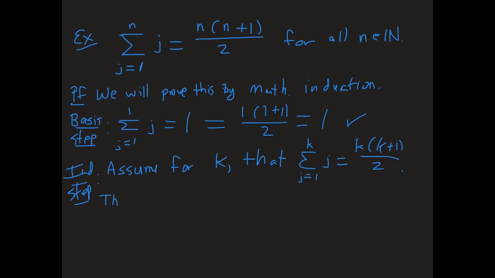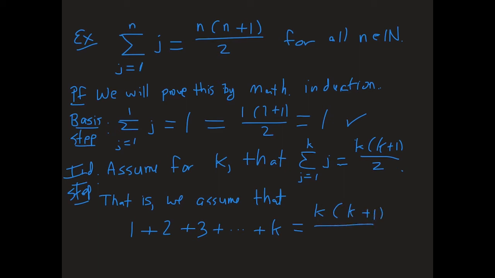That is, we assume that 1 plus 2 plus 3 plus ... plus k is equal to k times k plus 1 all over 2. Or you could leave it in the summation notation, whatever you want. But in the time I've been teaching this, I've found that people can follow it better when it's written out like this. And this is going to be similar to the other example that we just did, but even a little bit easier. Okay.